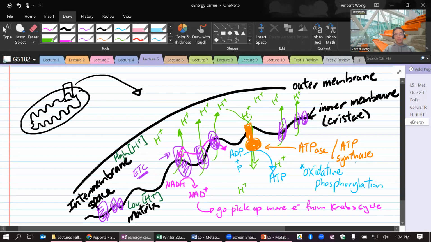Okay, so a majority of the ATPs are created this way. We are adding phosphate onto ADP through oxidative reaction, right? And oxidative reaction means we were removing electrons from the glucose, right?